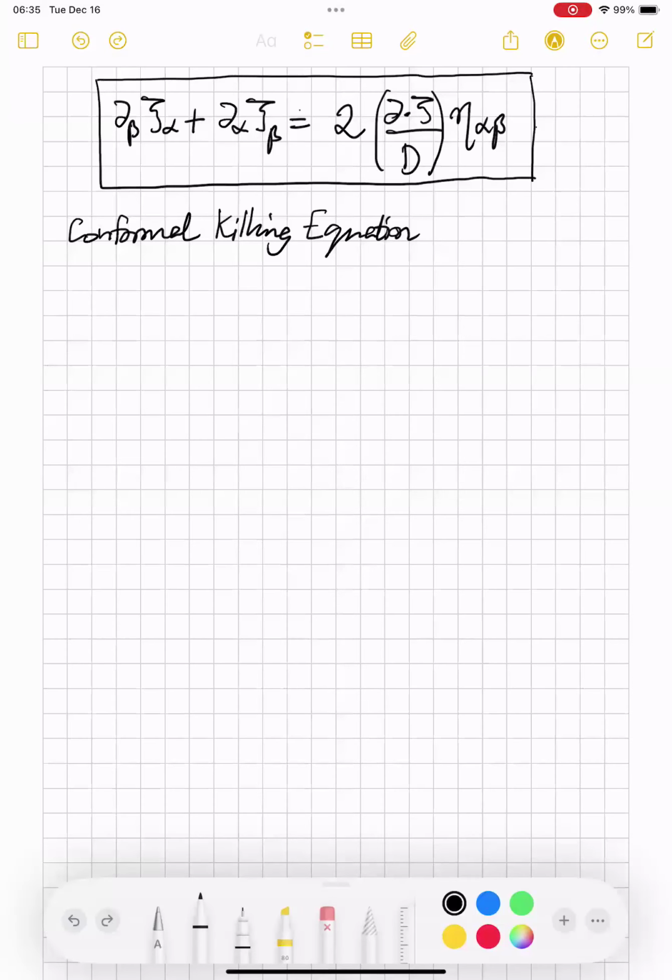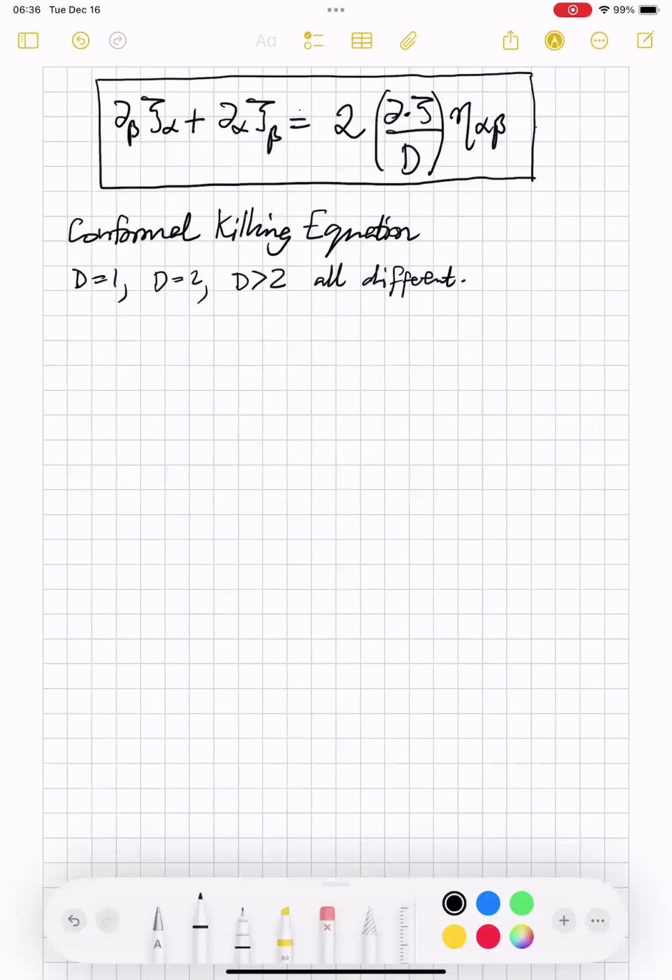Okay, so our job now is to solve the conformal Killing equation. And we're going to solve it for various values of d. In fact, it turns out that d equal to 1, d equal to 2, and d greater than 2 are all very different. So they are all very different, and we're going to have to deal with these cases separately.